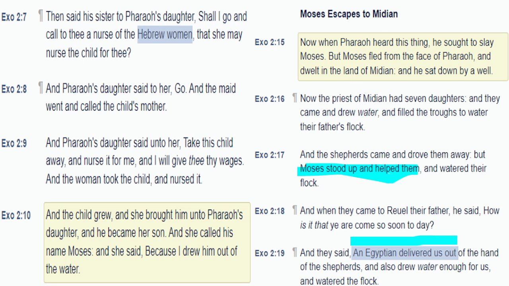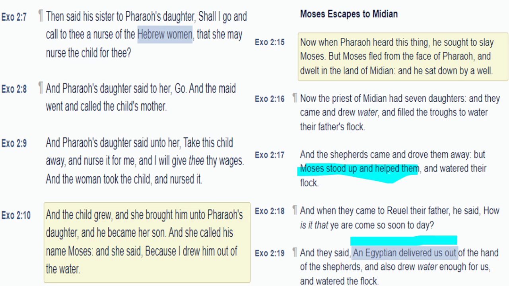Now, when Pharaoh heard this thing, he sought to slay Moses, but Moses fled from the face of Pharaoh and dwelt in the land of Midian, and he sat down by a well. Now, the priests of Midian had seven daughters, and they came to draw water and filled the troughs to water their father's flock. And the father and the shepherds came and drove them away, but Moses stood and helped them and watered their flock, right? So Moses helped these people out.